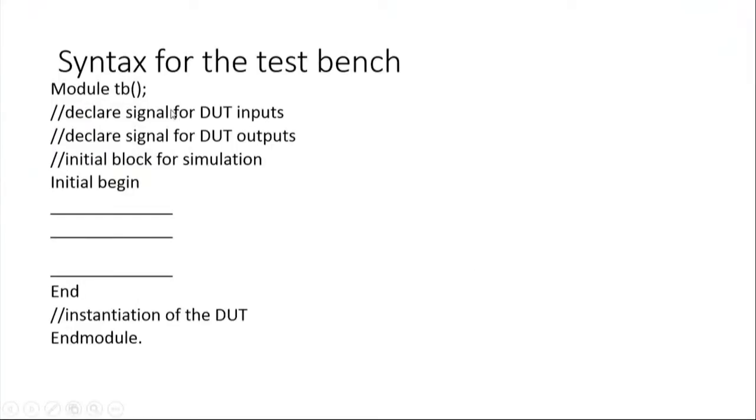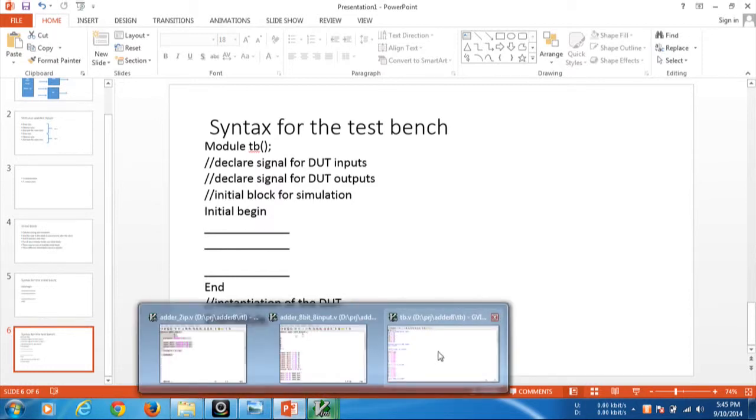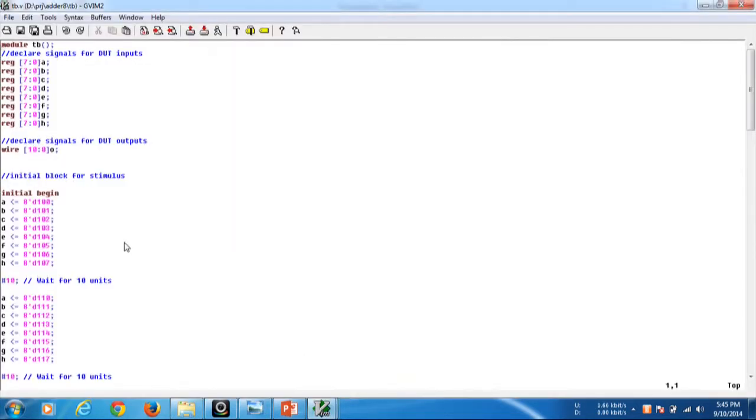So you have to write the module test bench, declare the signals for DUT inputs, declare the signals for DUT outputs, write the initial block for simulation, initial begin, and then the instantiation of the DUT module. So let's compare simultaneously with the code, and here it is, the test bench.